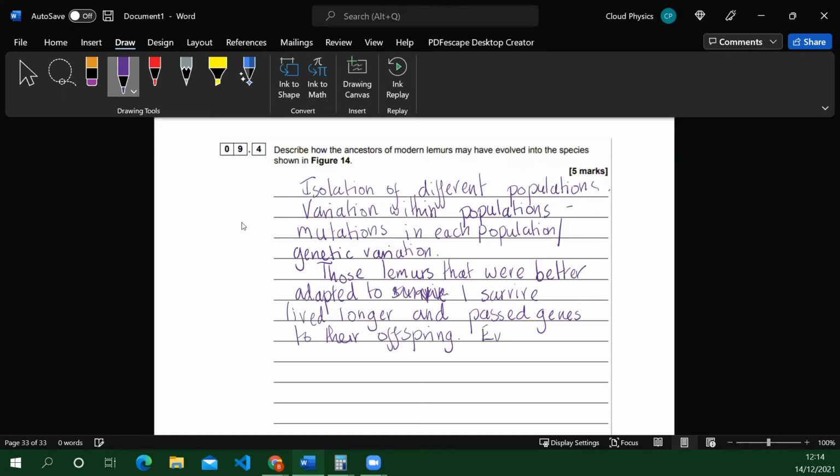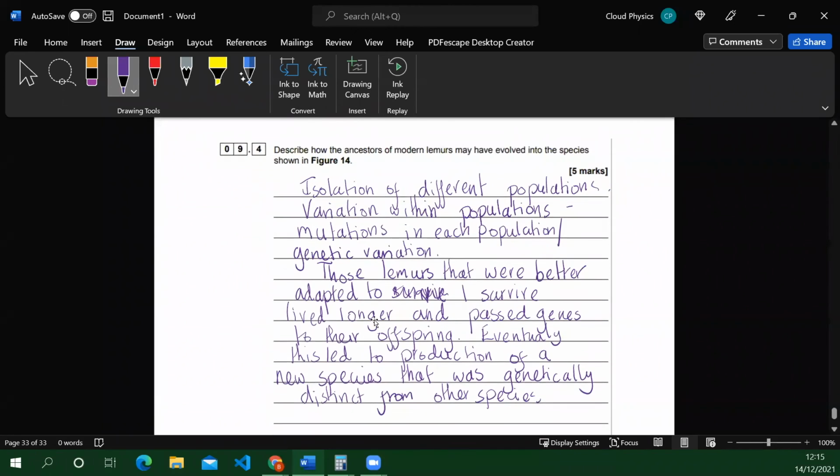So eventually, this led to production of a new species that was genetically distinct from other species. Only animals within the species can breed to produce fertile offspring. Okay, so that was a species.